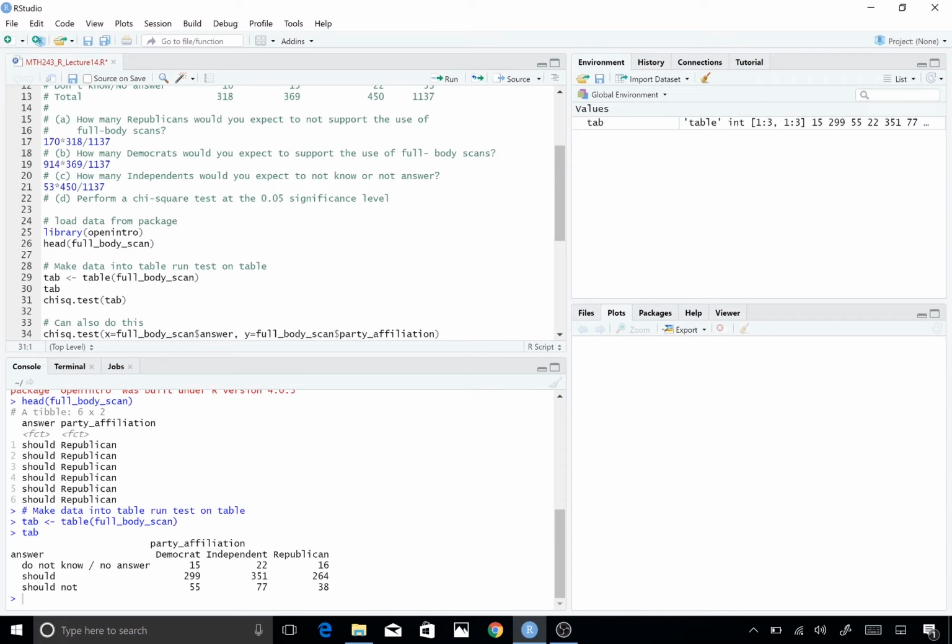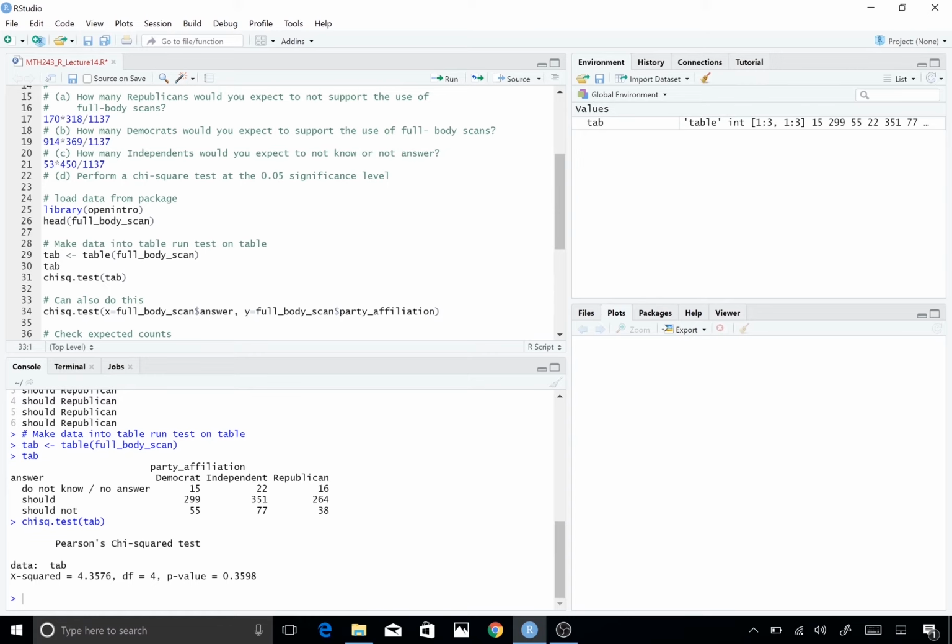Now I run the chisq.test command on this table, and I get this output. The chi-square statistic is 4.3576. The degrees of freedom are 4. We have 3 rows and 3 columns. The degrees of freedom are number of rows minus 1 times number of columns minus 1. That's 2 times 2, so 4. The p-value is 0.3598. Since that's higher than 0.05, we fail to reject the null hypothesis at the 5% significance level.